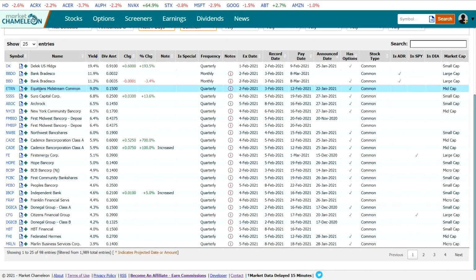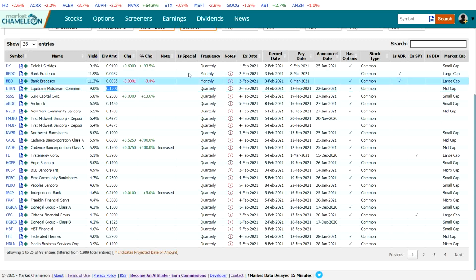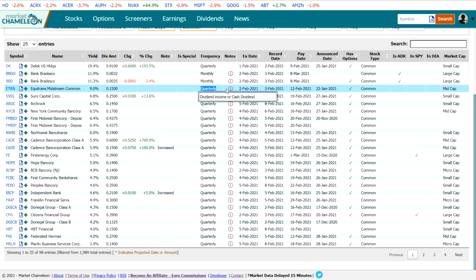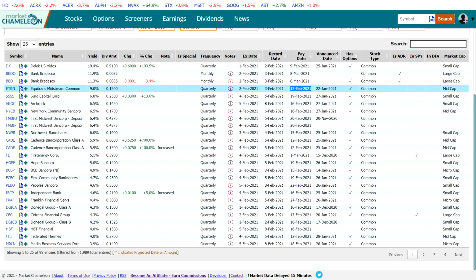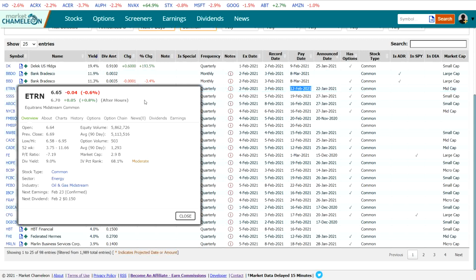We got a lot. Equitrans Midstream, I like that. That's probably like an oil or MLP player. 9%. Look at this. 15 cents. You're getting paid 15 cents. It's a quarterly dividend. That's nice. The ex-dividend is on February 2nd, Tuesday. So you hold shares on Monday, and you get paid on February 12th. So let's click on this one, ETRN. You click on the ticker here, and that's nice.